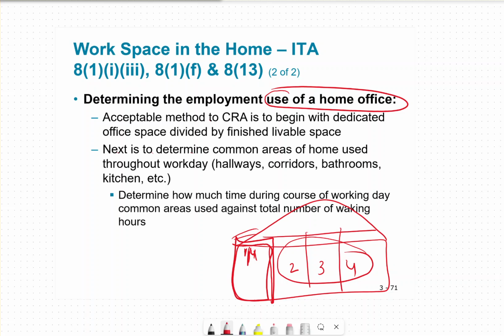Next is to determine the common areas of the home used throughout the work: the hallway, corridor, bathroom, kitchen. Of course, if I'm working from home, I am going to be using the bathrooms and the kitchen. So that's what you're going to do. Determine how much time during the course of the workday the common areas are used against the total number. So I can say that this is just an estimate. It's not drawing a line, but it is all about estimates.